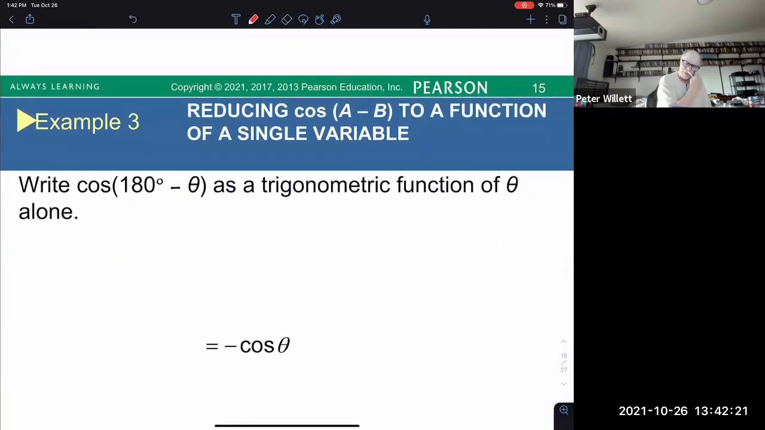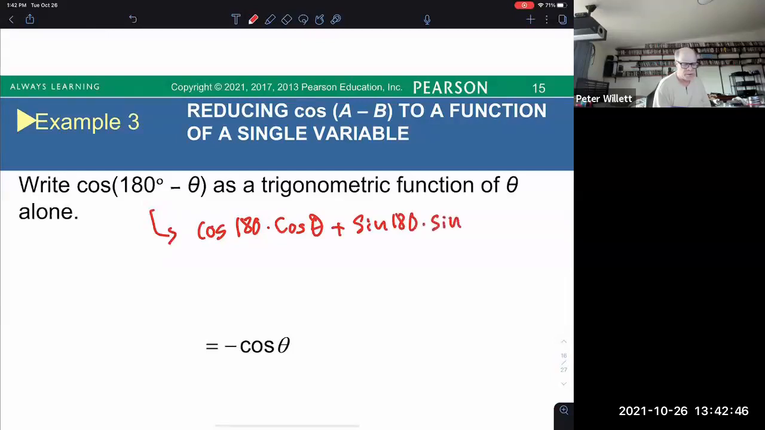So this is kind of like the one that I just did. So when we write cosine of 180 minus theta as a trigonometric function of theta alone, we would recognize that this is by one of those identities, cosine of 180 times cosine of theta plus sine of 180 times sine of theta. And then what always happens when you have something that's on the borderline of a quadrant is that the cosine and the sine are either a 1 or a 0 or a -1 and a 0, so that one of these is going to drop out.